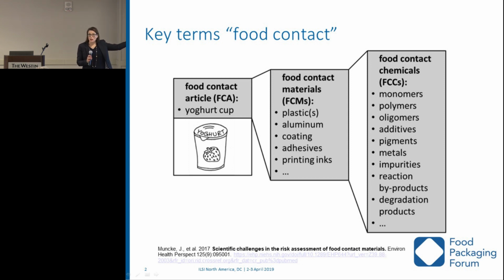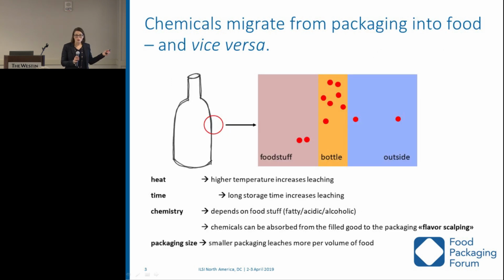But what I'm going to be talking about mostly are food contact chemicals, and these are the chemical components of food contact materials and food contact articles. That's what we're interested in. We're interested in understanding, do they pose a health risk to humans or not? So we've all heard a lot about migration already, and Christina Nerin did a beautiful introduction on that topic just before, so I don't need to explain to you.